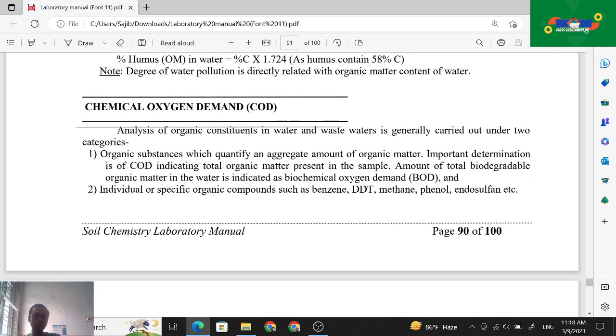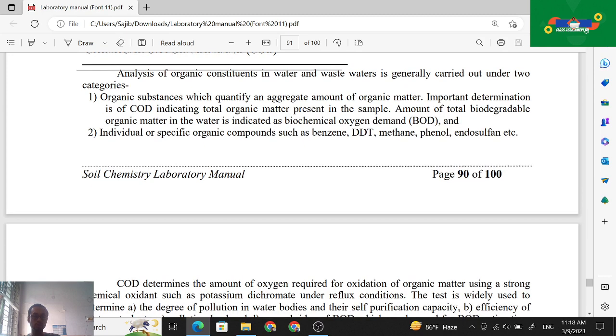Then chemical oxygen demand, or COD. Analysis of the organic constituents in water and waste waters is generally carried out under two categories. The first is organic substances which quantify the aggregate amount of organic matter. An important determination is of COD, indicating the total organic matter present in the sample.